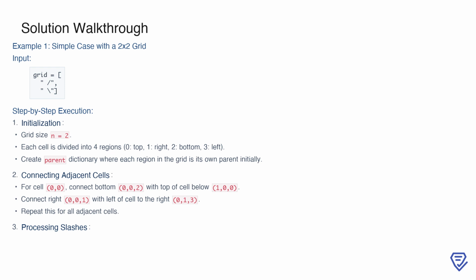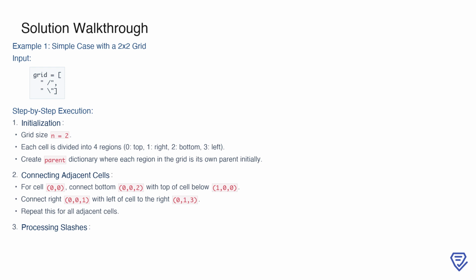To solve this problem, we start by dividing each cell in the grid into four triangular regions, corresponding to the top, right, bottom, and left. For the given input grid of size 2x2, this results in 16 unique regions, and we initialize each as its own parent in the union find data structure. Next, we handle the connections between adjacent cells. For example, the bottom region of cell 0,0 connects to the top region of cell 1,0, and the right region of cell 0,0 connects to the left region of cell 0,1. This ensures that regions across adjacent cells are properly linked.